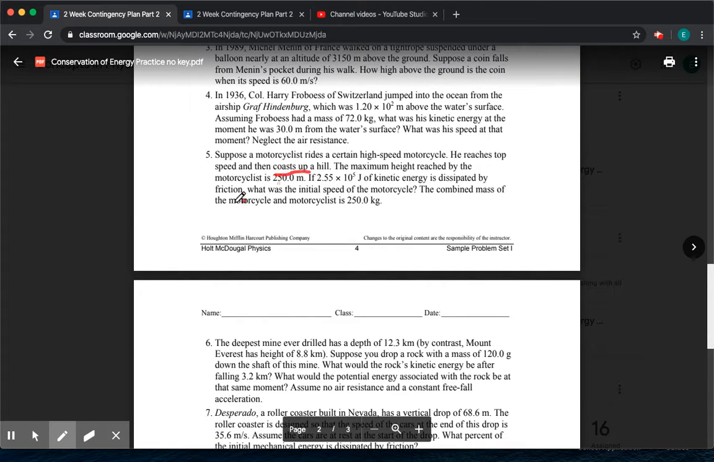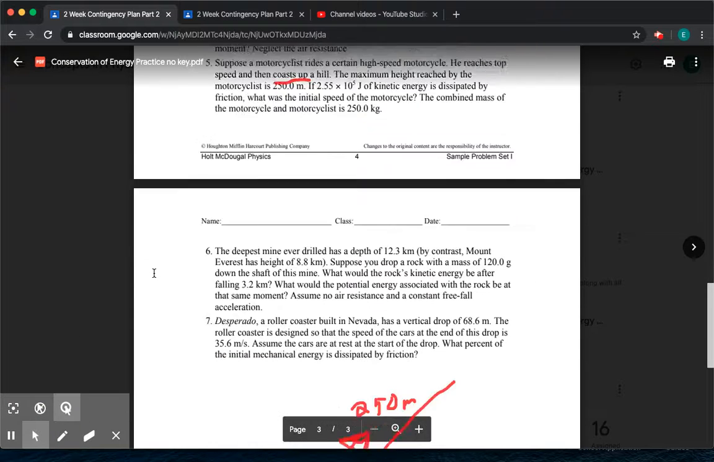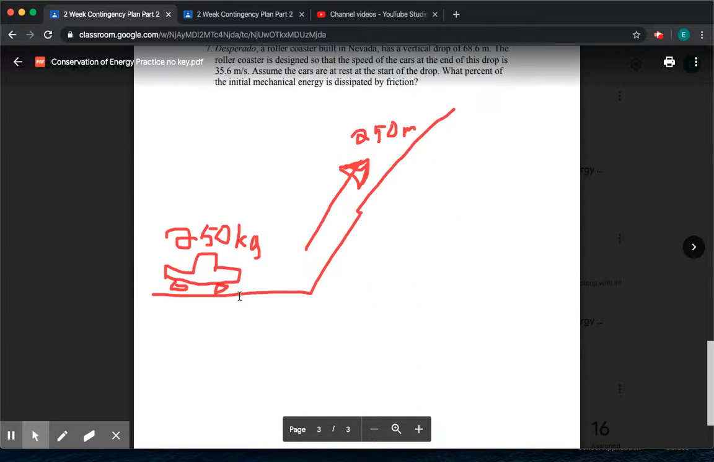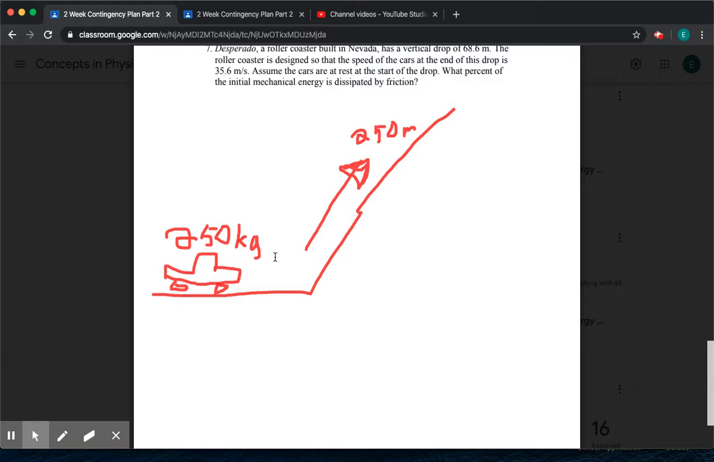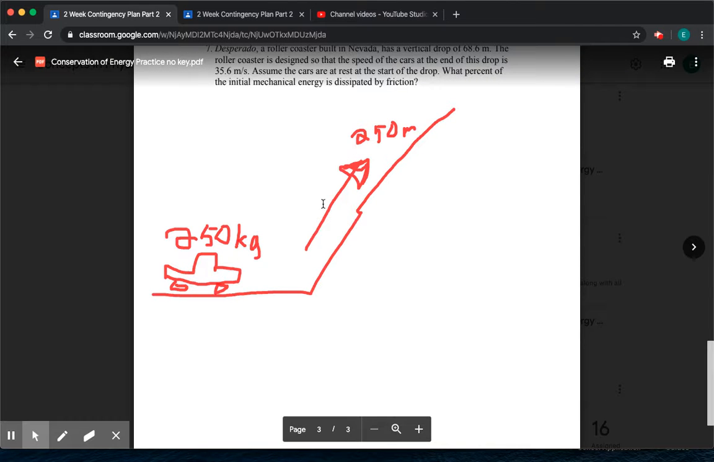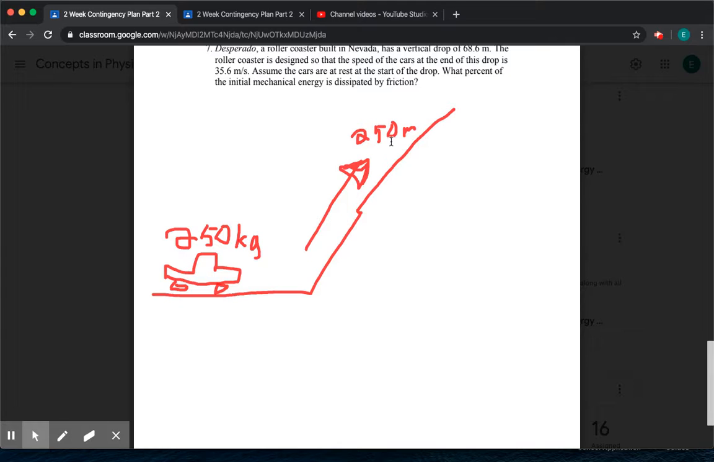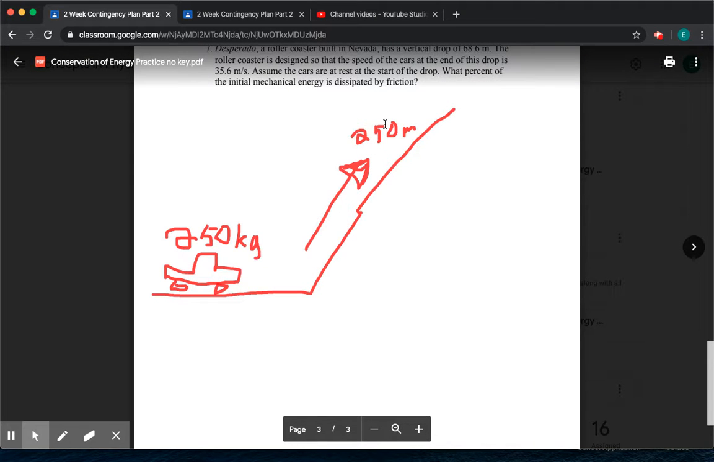Coasting up the hill means that your foot is off of the gas. It's like a ball rolling up the hill. You roll a ball up the hill, it's just going to slow down. So it's coasting up the hill, and without pressing the gas, it reaches 250 meters. Once it reaches 250 meters, it's no longer moving. The kinetic energy that it had was transformed into potential.